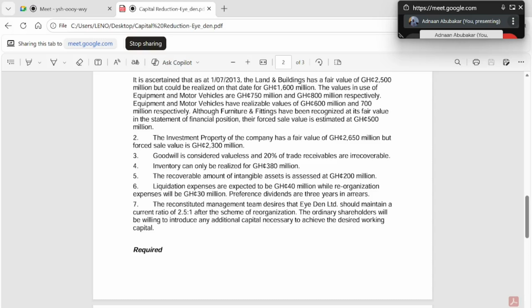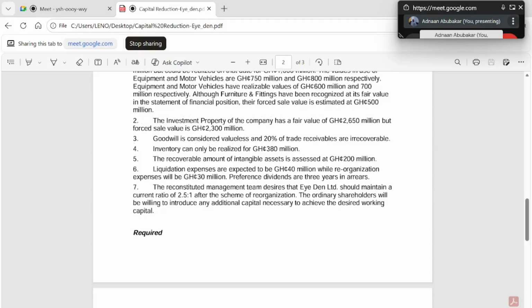Inventory can only be realized for 380 million. The recoverable amount of intangible assets is assessed at 200 million. Liquidation expenses are expected to be 40 million, while reorganization expense will be 30 million. Preference dividends are 3 years in arrears. Seventh, the reconstituted management team desires that the company should maintain a current ratio of 2.5 to 1 after the scheme of reorganization. Underline point 7. The ordinary shareholders will be willing to introduce any additional capital necessary to achieve the desired working capital. That is it.